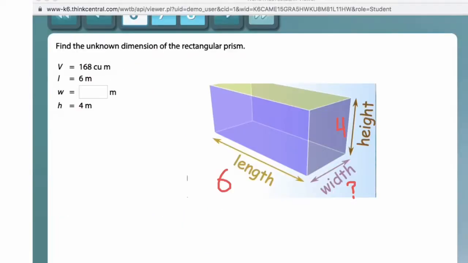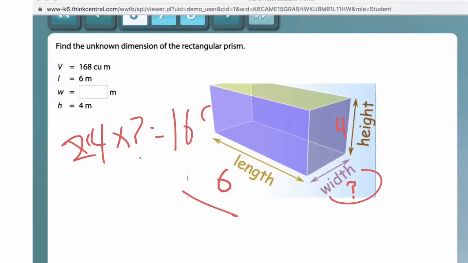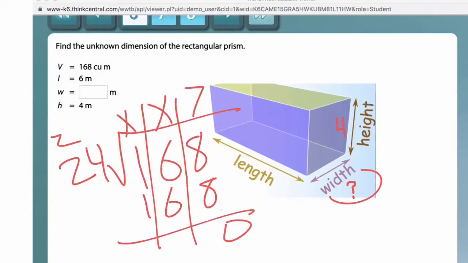Same problem as before, different numbers. You have a 6 by 4 by unknown. So the length is 6, so 6 times 4 is 24. So 24 times some number will equal 168. Or 168 divided by 24 will equal the width. And it turns out, by doing the division, you get 7 meters.